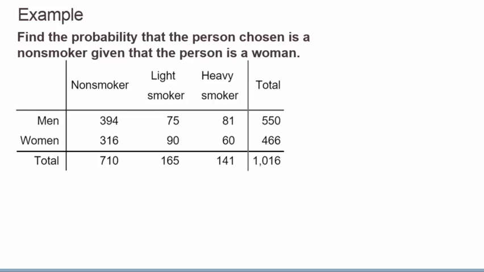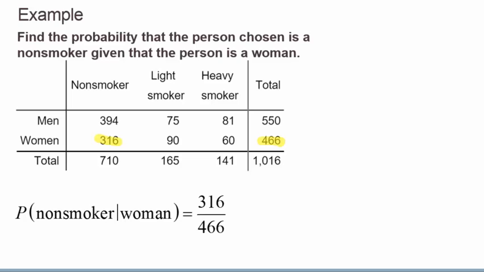Continuing with our example, we want to find the probability that the person chosen is a non-smoker, given that the person is a woman. First we write probability non-smoker given woman. The number of non-smoking women is 316. Since we're looking for a non-smoker given that the person is a woman, our new total is 466, which is the total of women in the study. So the setup for our problem is 316 divided by 466, which gives us a probability of 0.678.